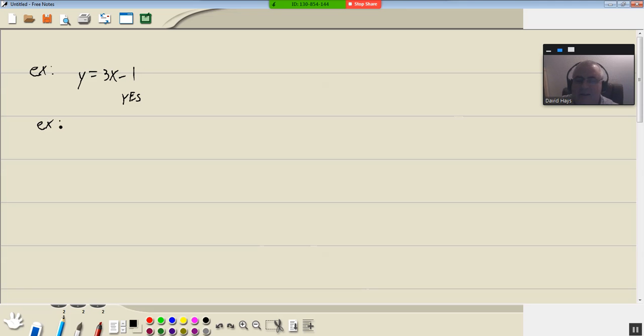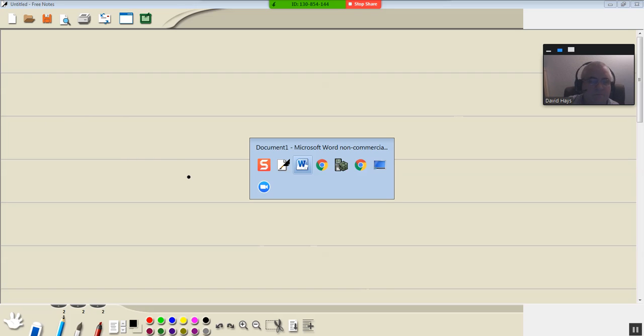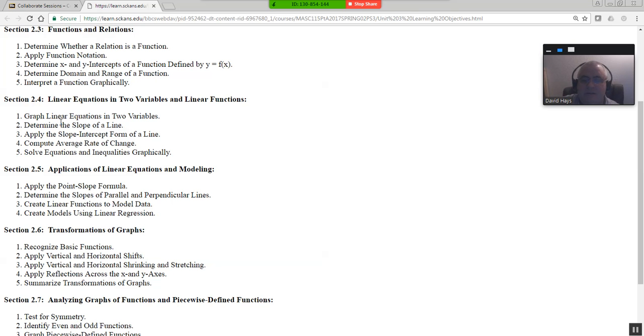Now, on the other hand, if I had x squared plus y squared is equal to 4. Now, this is a circle, but notice how we have y to an even power? That y to an even power would tell us that no, this is not a function. Now that's determine whether a relation is a function. Now it says apply function notation, so let's talk about that topic next.